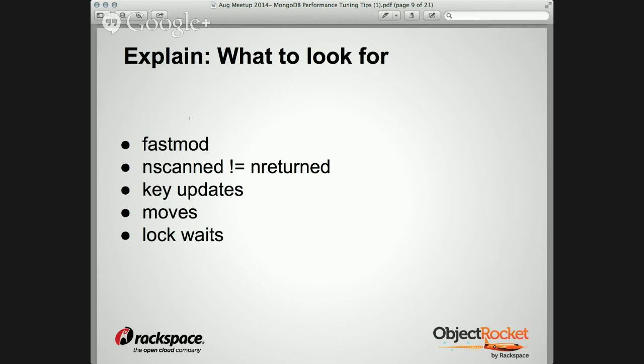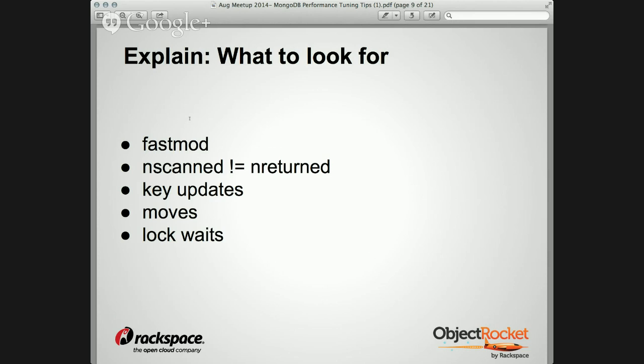Cool. For n scanned not equal to n returned, basically what that is, and I'm going to show a good example here in a second of that, is that's basically where there's a missing index. So this is a really key and important one to look for. If n scanned is not equal or close to equal to n returned, you may have some tuning to do. Okay? And I'm going to show an example of exactly how to see that and fix it here in a few seconds.